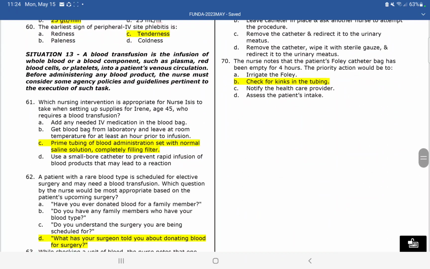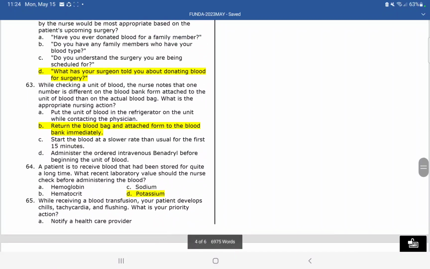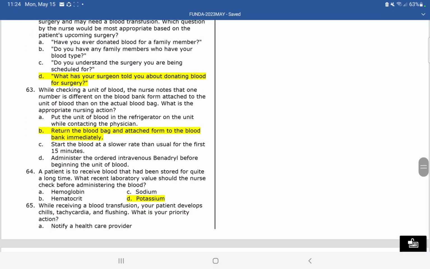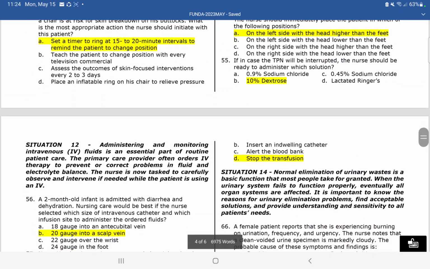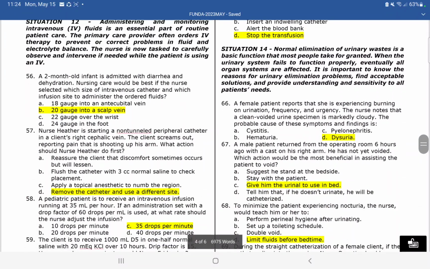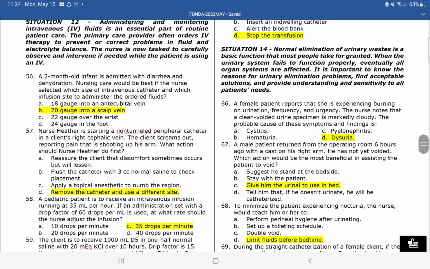Next is, ito na yung sinasabi ko, when the patient is having what you called, there you go, quite a long time, nagkakaroon ng hemolysis, so dapat tandaan na magkaroon ng monitor the potassium level of the patient. Sabi ko na yan. While receiving the blood transfusion, ito na, may mga chills, tachycardia. What are you going to prioritize? Stop that transfusion. That's it. Simple as that. Number 66.